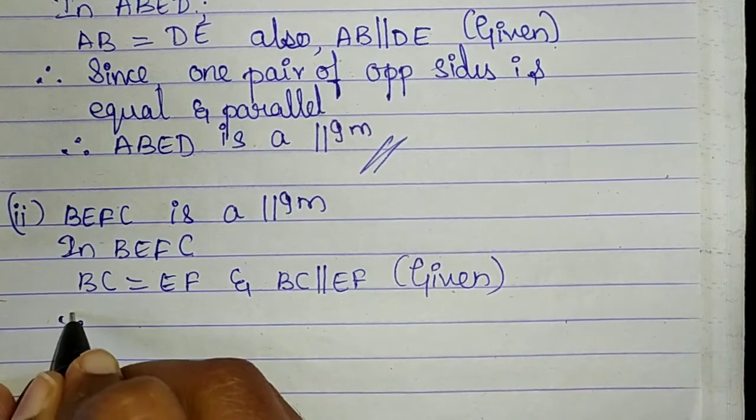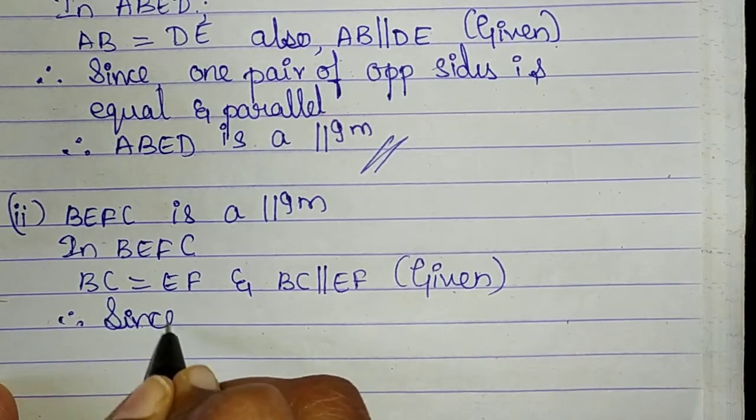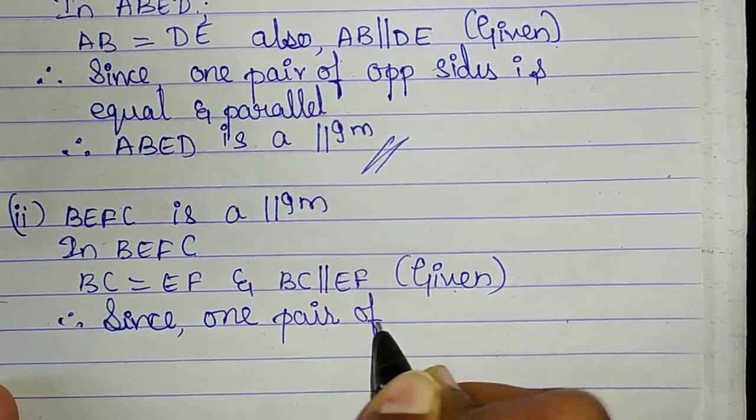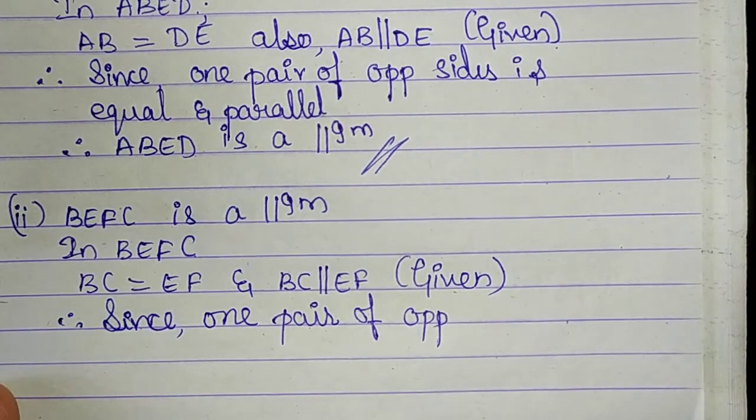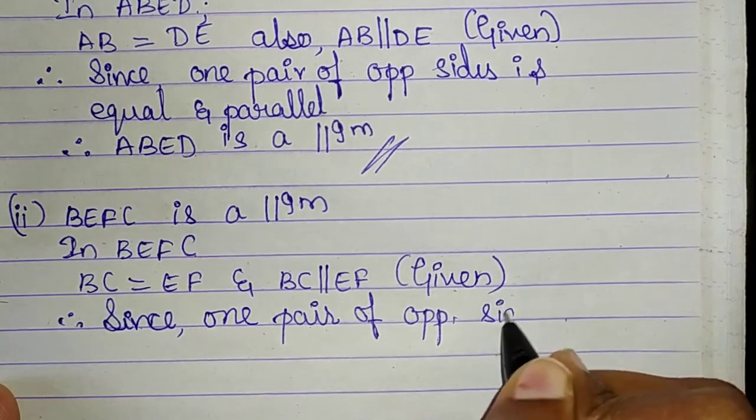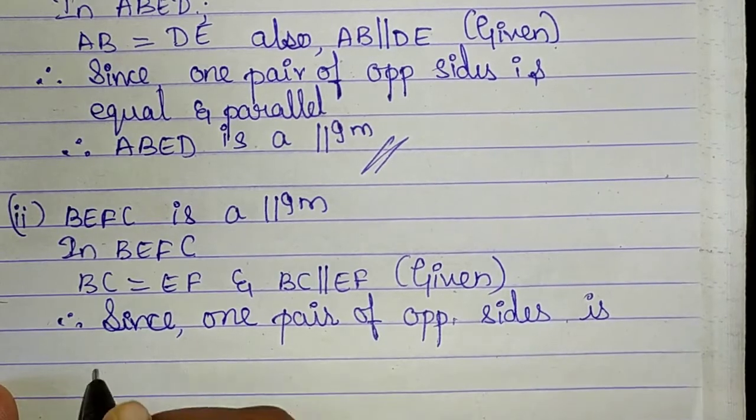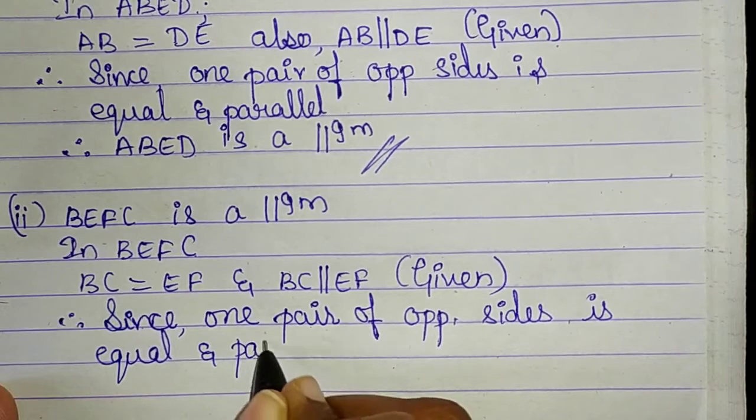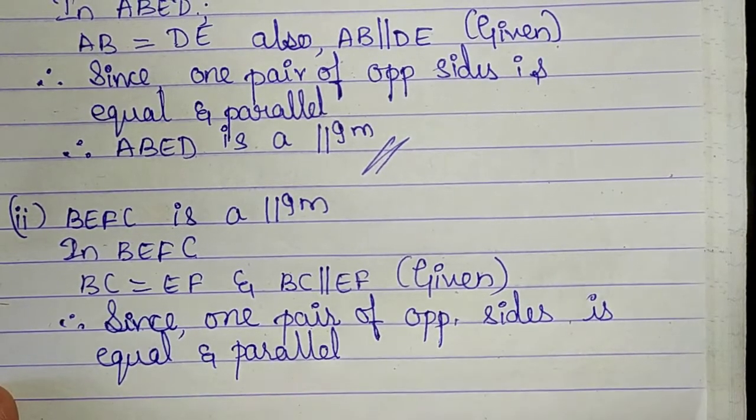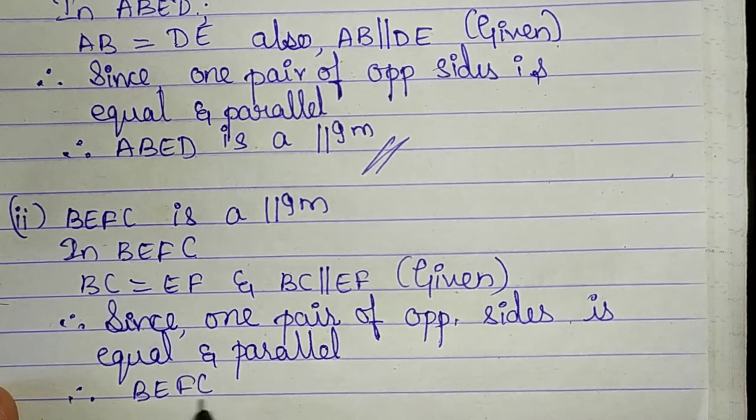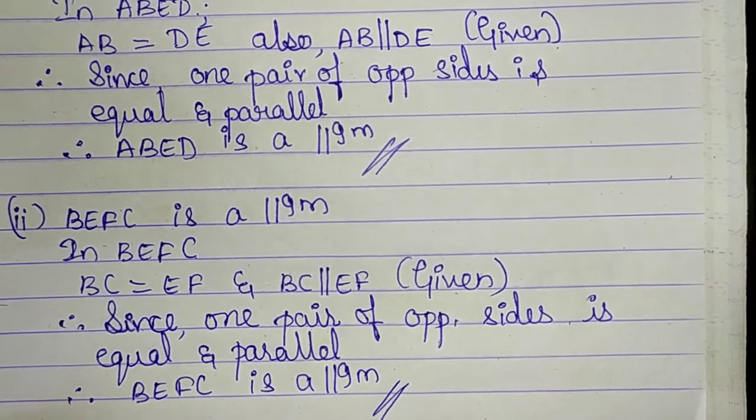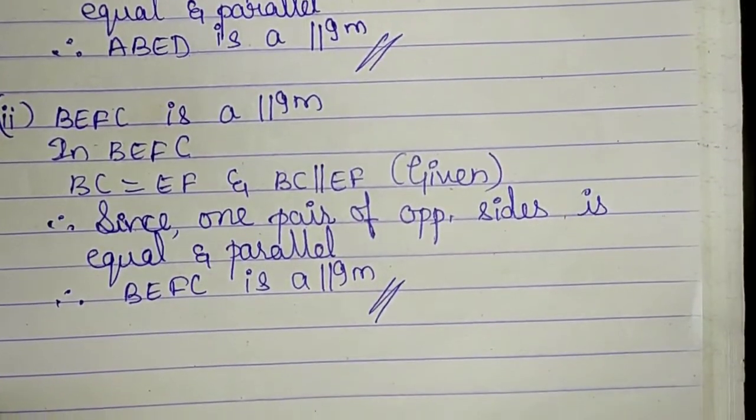So therefore, since one pair of opposite sides is equal and parallel, therefore BEFC is a parallelogram. This is the solution for the second sub question.